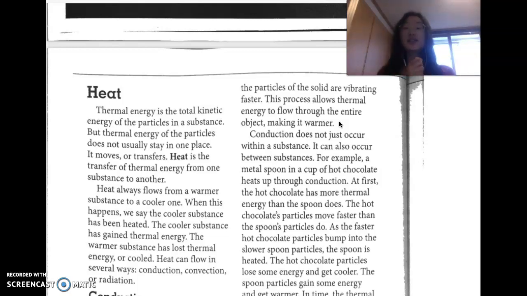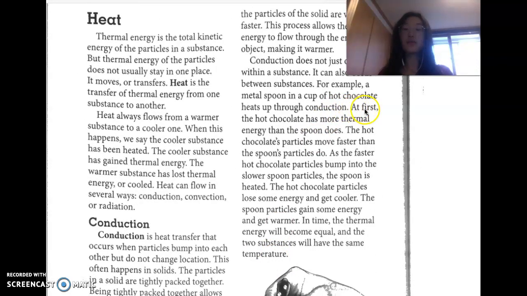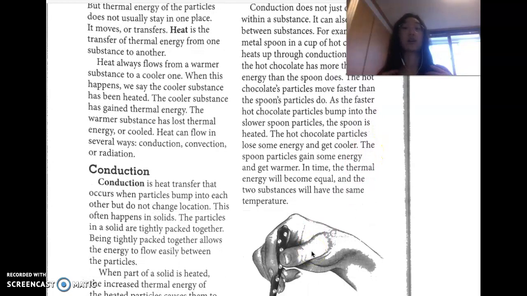Now, conduction does not just occur within a substance, it can also occur between different substances. For example, a metal spoon in a cup of hot chocolate heats up through conduction. How? Well, at first the hot chocolate has more thermal energy than the spoon does because the hot chocolate's hotter than the spoon. Then the hot chocolate's particles start to move faster. They actually do move faster than the spoon's particles do because there's more thermal energy.